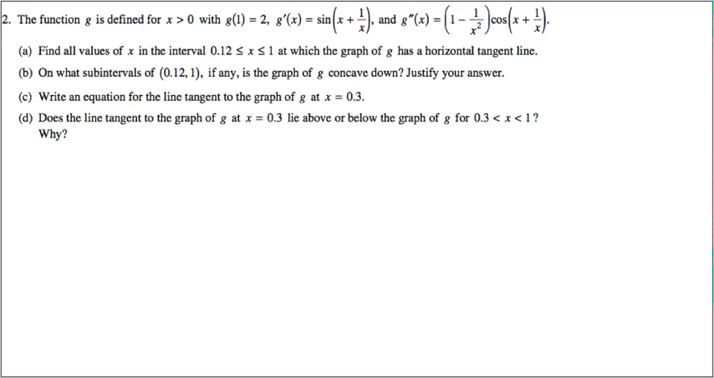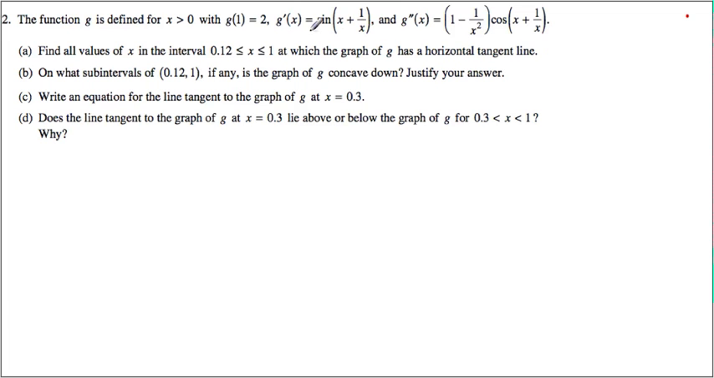Hello, let us look at number 2 from year 2010, Form B. Alright, so let's look at number 2 first here. We have the function g which is defined for x greater than 0 with these pieces of information. Now find all values of x in the interval from x equals 0.12 to 1 at which the graph has a horizontal tangent line.